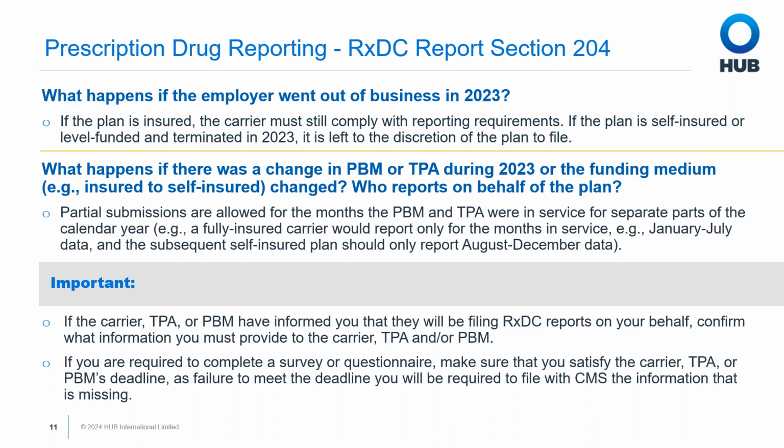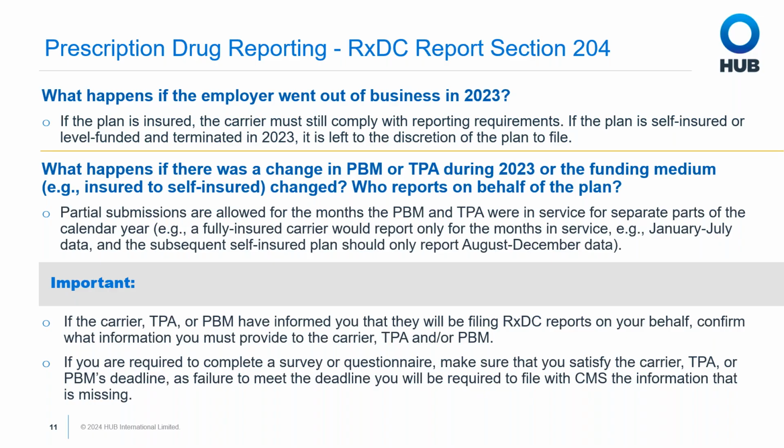If you are fully insured and you transition from a fully insured platform to a self-funded or level-funded platform, please note that your insurance carrier would be responsible for reporting for the months that they provided insurance coverage to your employees. Any months where you were self-funded or self-insured, you would be required to work with your TPA and/or PBM to ensure that they're filing the RxDC reports on your behalf.